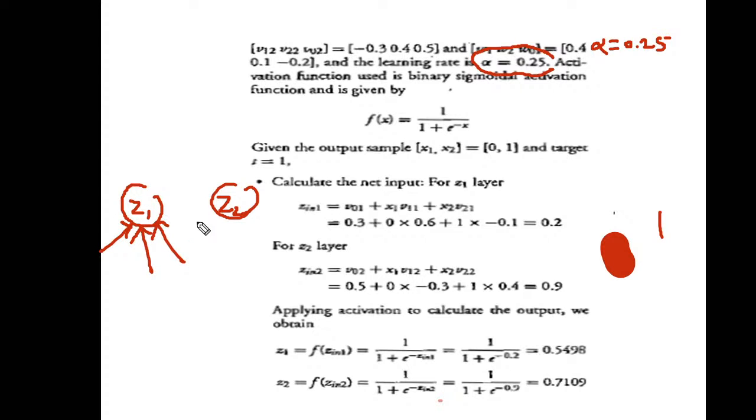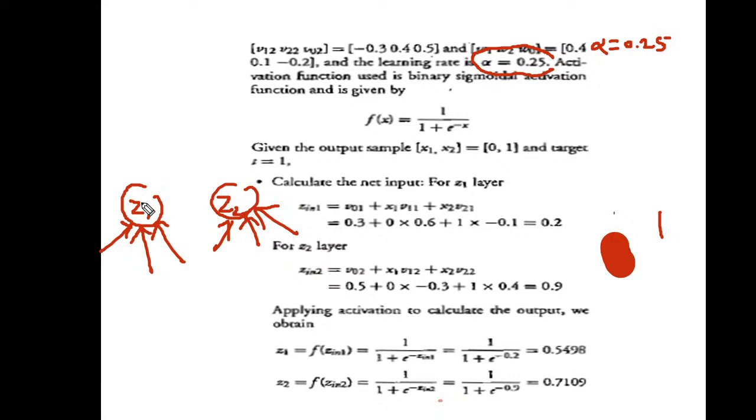Now you must also note down this alpha. What alpha is given? So alpha is given as 0.25. Now we have to calculate. We know that here Z1 is there, right? And here Z2 is there. So on Z1 3 inputs are coming, and on Z2 3 inputs are coming. So first of all we will try to find out what is the total net input.